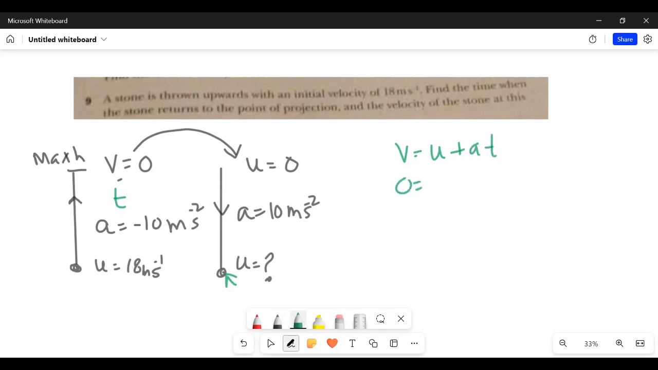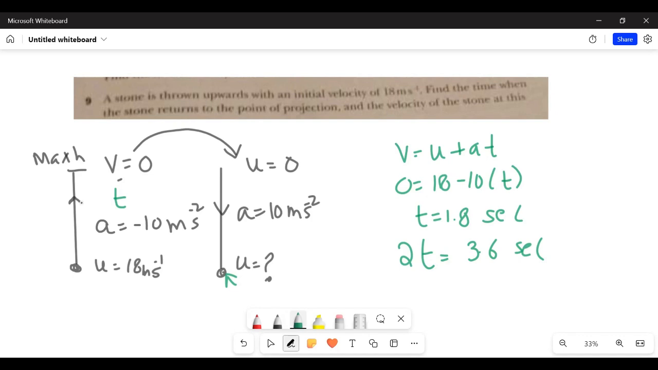So 0 equals 18 minus 10t. t is 1.8 seconds, but that's the upward time only. The downward time would be the same. So you double this, which gives us 3.6 seconds. Let me check the answer. Yeah, 3.6 seconds. Okay.